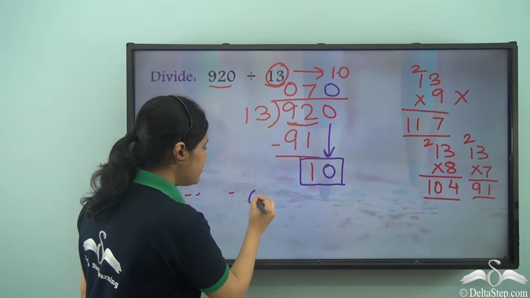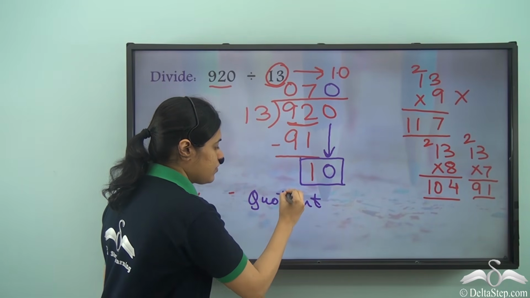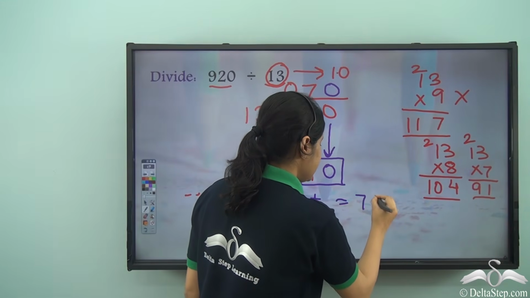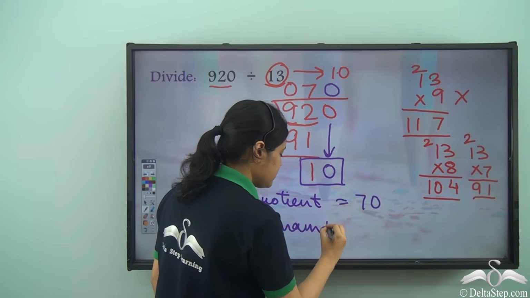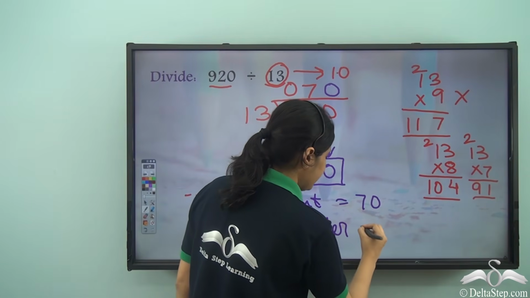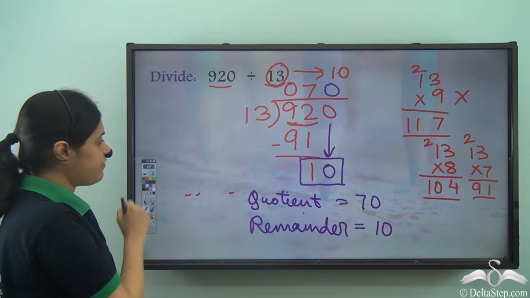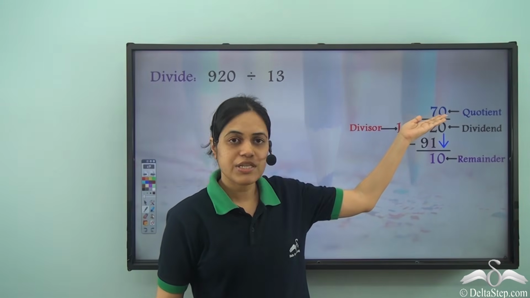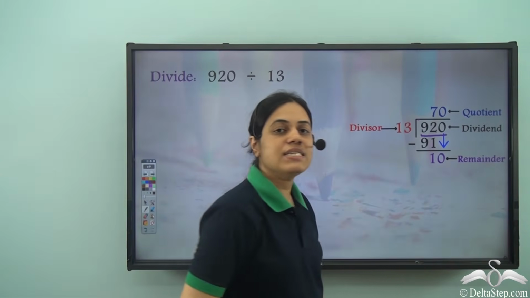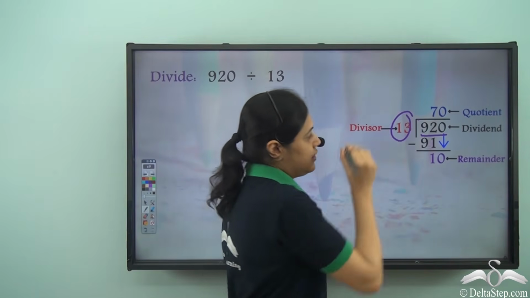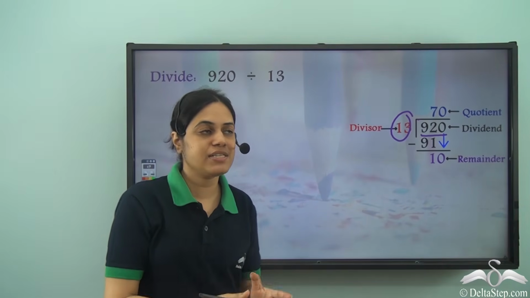So in this problem, quotient is equal to 70 and remainder is equal to 10. This is what we have. So quotient is 70, remainder is 10. I know 920 is the dividend and 13 is the divisor. We are dividing by 13. So it is the divisor.